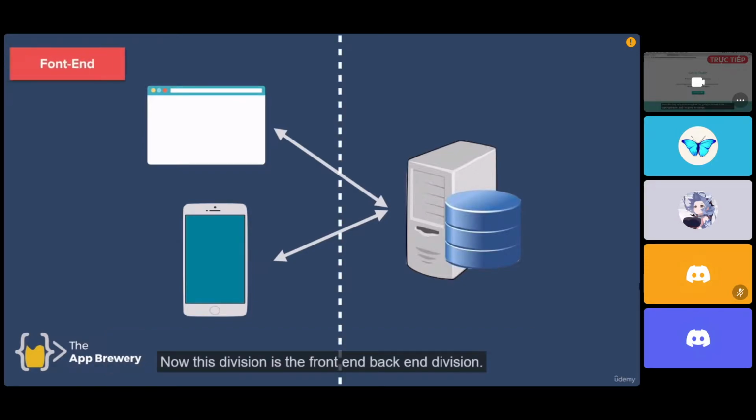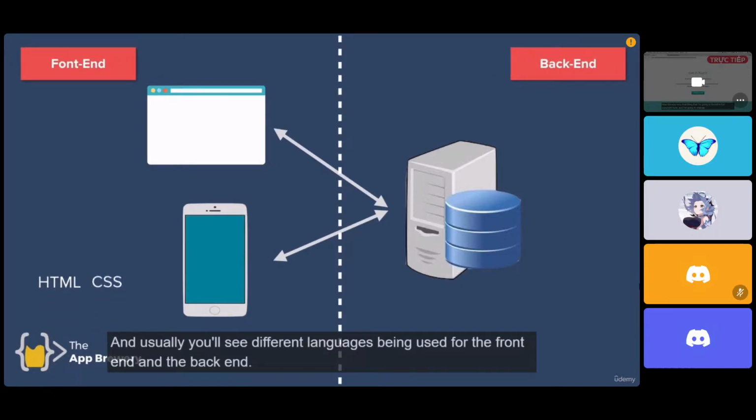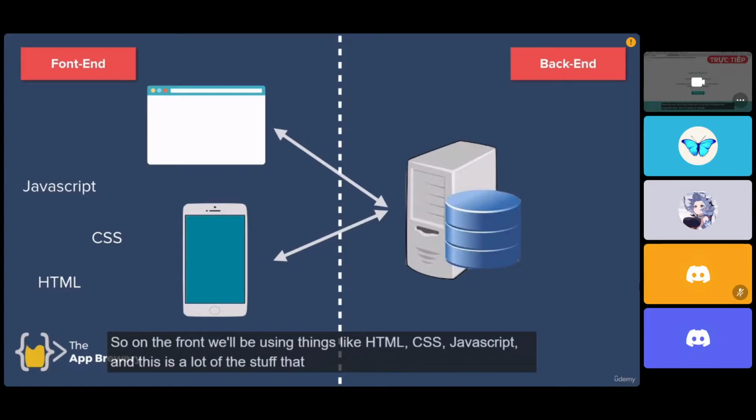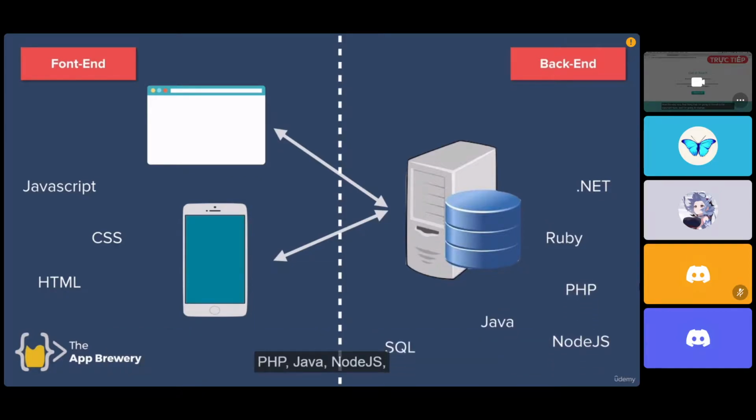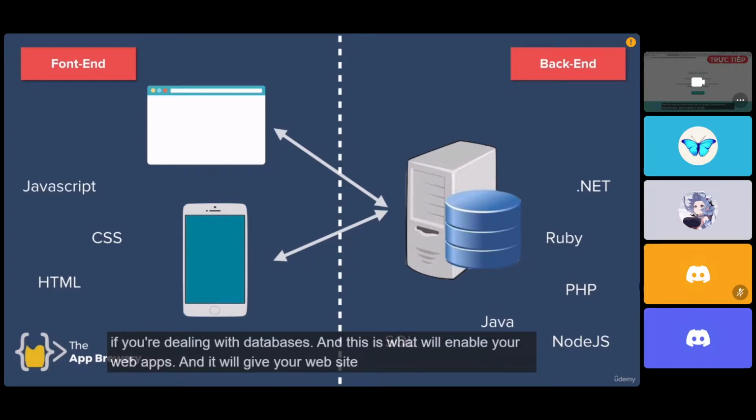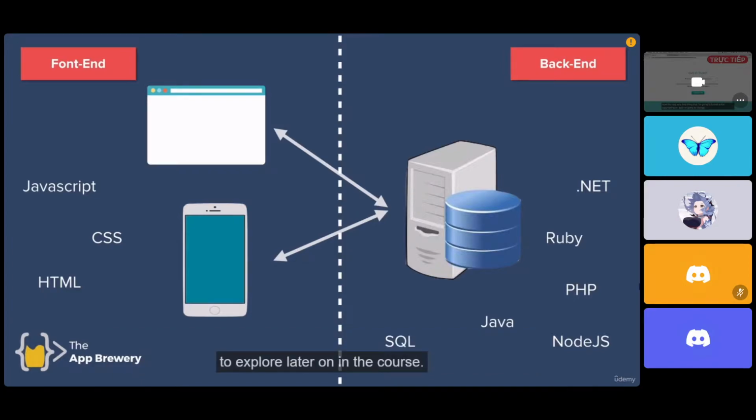Now, this division is the front end, back end division. And usually you'll see different languages being used for the front end and the back end. So on the front, we'll be using things like HTML, CSS, JavaScript, and this is a lot of the stuff that you see in web design. Now, on the back end, you have slightly more powerful languages like C#, Ruby, PHP, Java, Node.js, or SQL if you're dealing with databases. And this is what will enable your web apps, and it will give your website functionality, business logic, data storage, and a whole bunch of really exciting things that we're going to explore later on in the course.